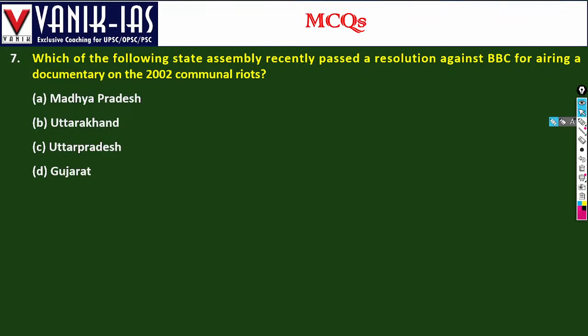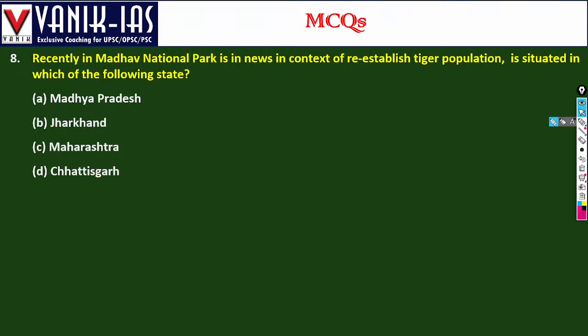Okay. The State Assembly recently passed a resolution against the BBC for airing a documentary on the 2002 Gujarat communal riots, the Gujarat riots. The BBC produced a documentary, for which it was sharply reacted to by the government of Gujarat as well as the central government. Okay. Because the then Chief Minister of Gujarat is the present Prime Minister of India.